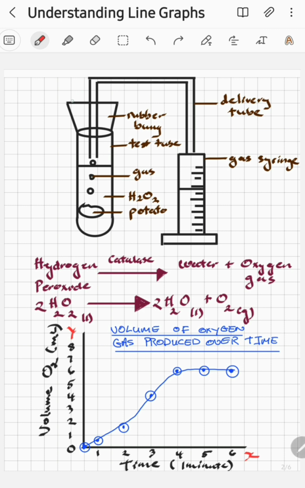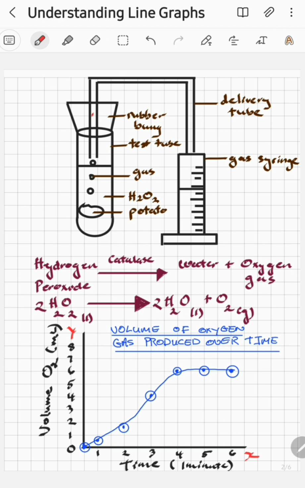So we have here a test tube, and inside of that test tube, we have a piece of potato and we have hydrogen peroxide. We see that when the hydrogen peroxide and the potato is combined, we have this gas being produced. Now, this rubber band is here. What is the purpose of this rubber band? What the rubber band does is that it traps the gas inside of this system so it doesn't escape, therefore forcing the gas to travel through this delivery tube.